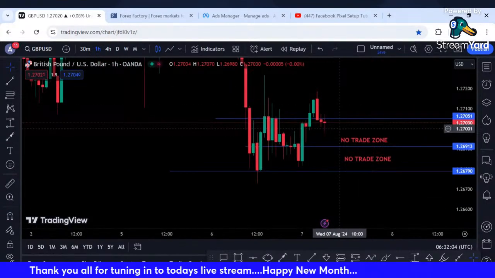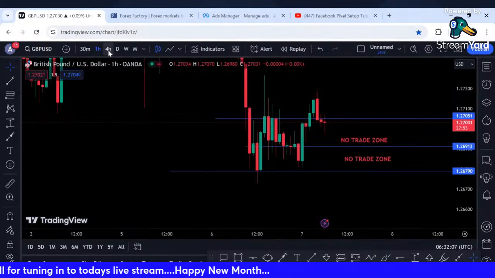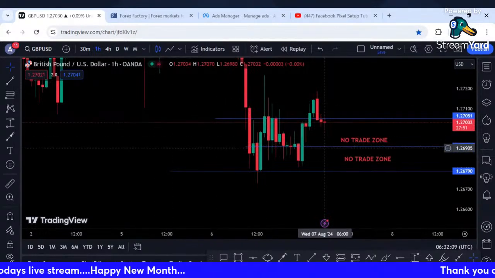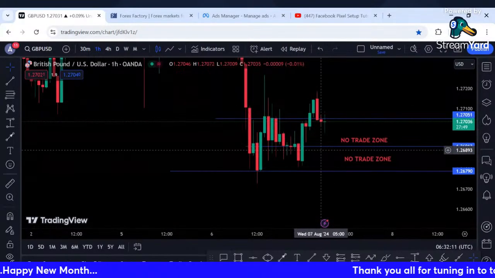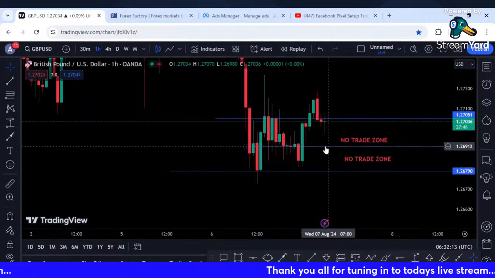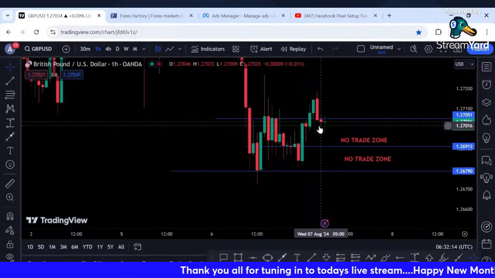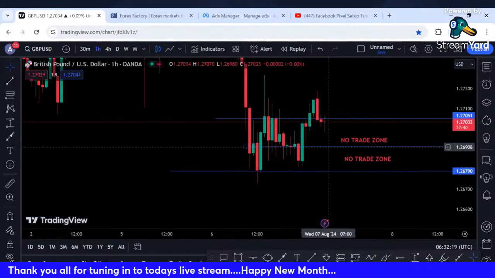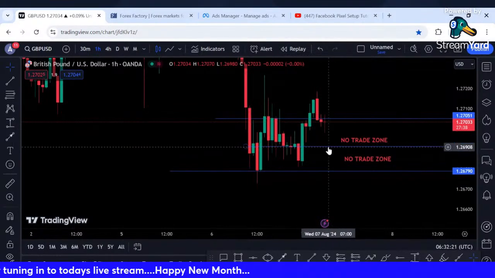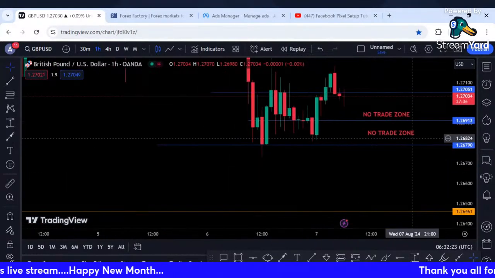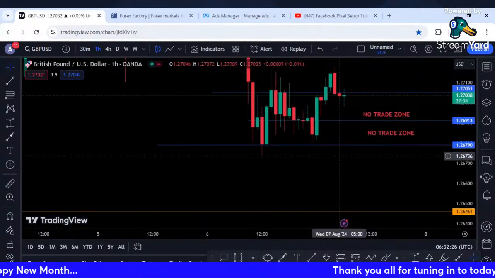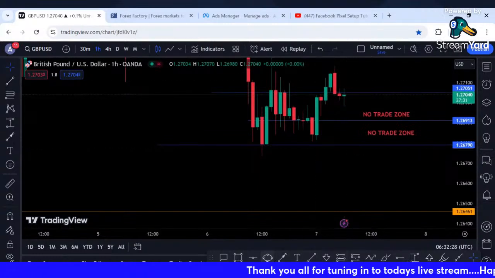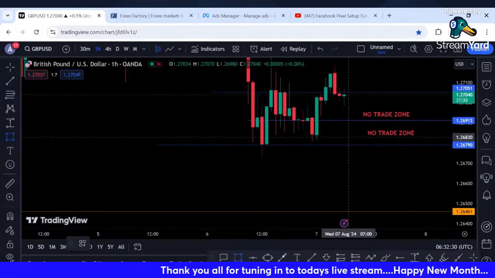So as I said, this zone is very tight. Suppose maybe there was no zone over here, no support over here, I would have found an entry over here and taken a sell. But because there was a zone over here, that's why I'm not taking a sell. You get it? That's why I'm not taking a sell from here. I would love to take a sell over here.